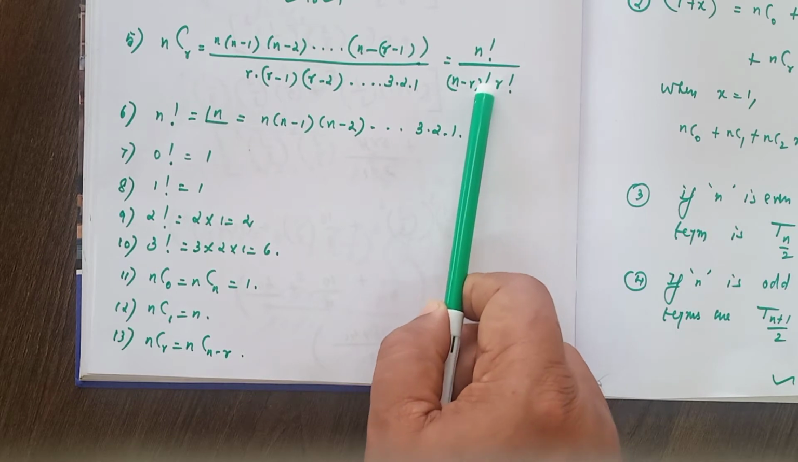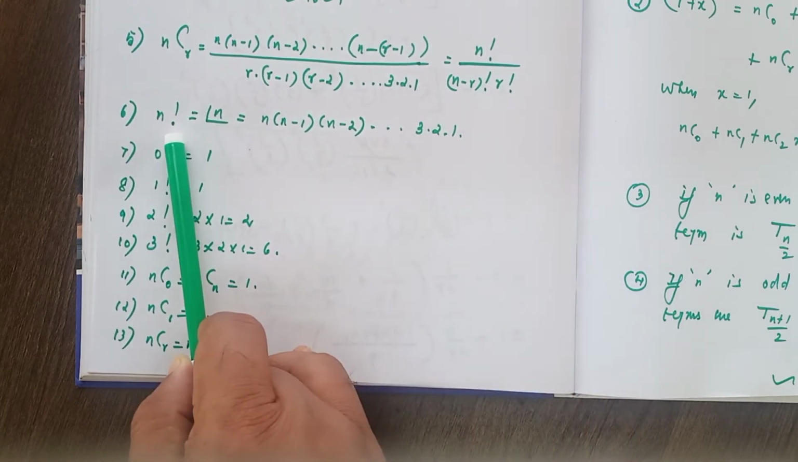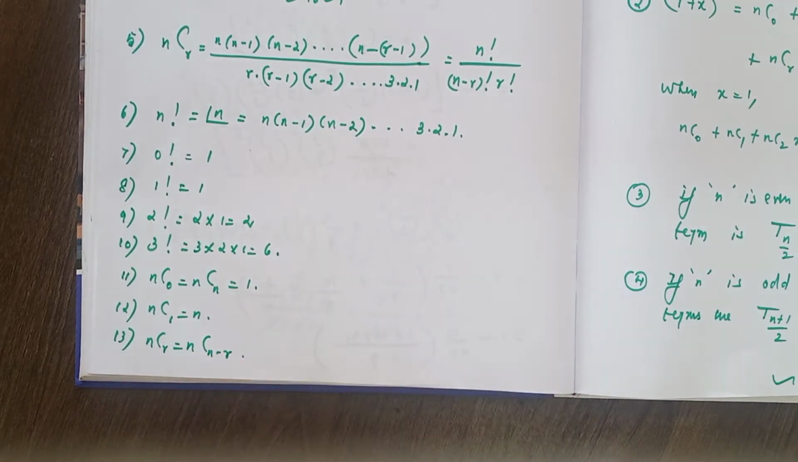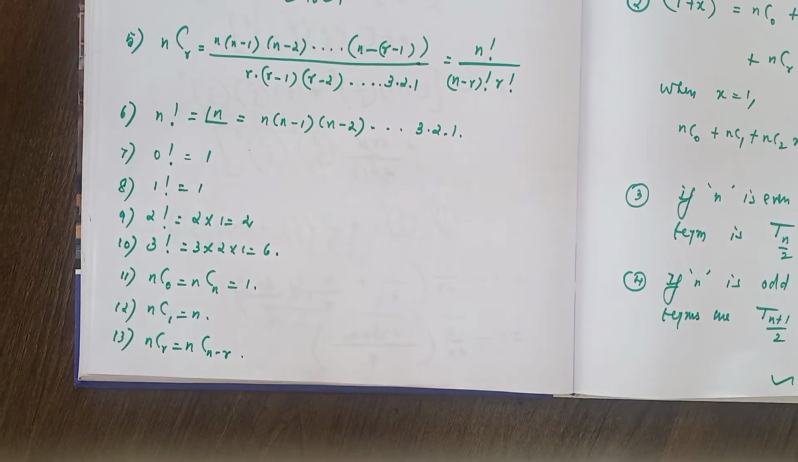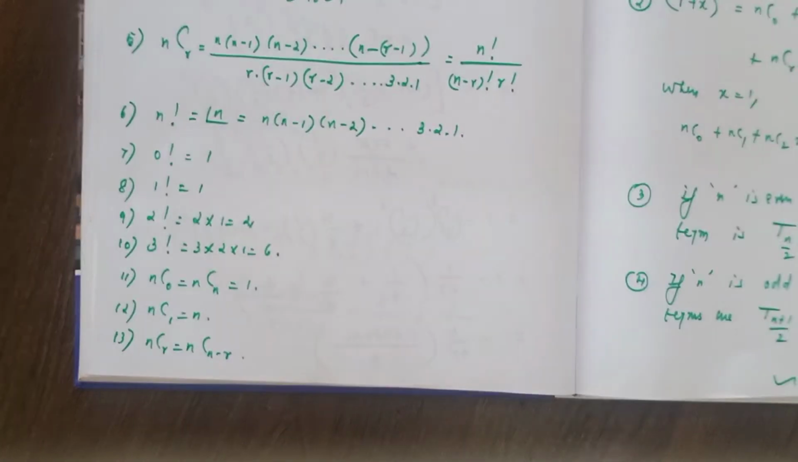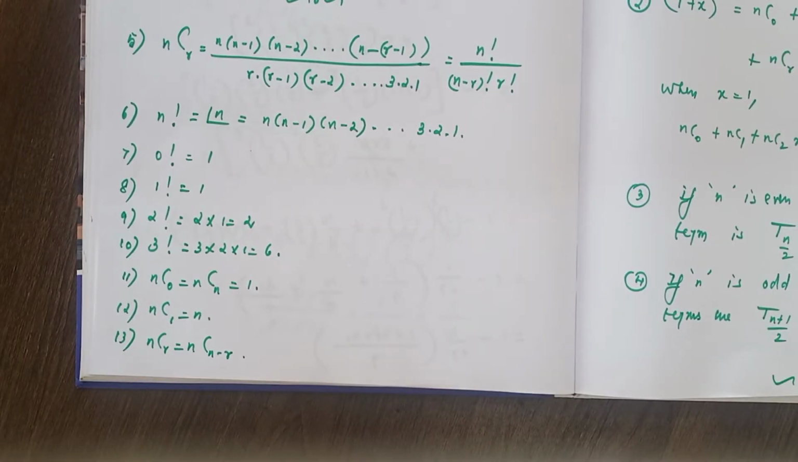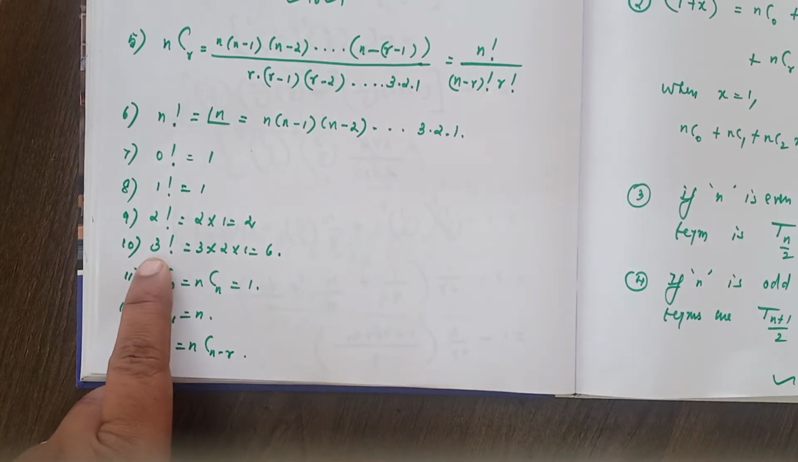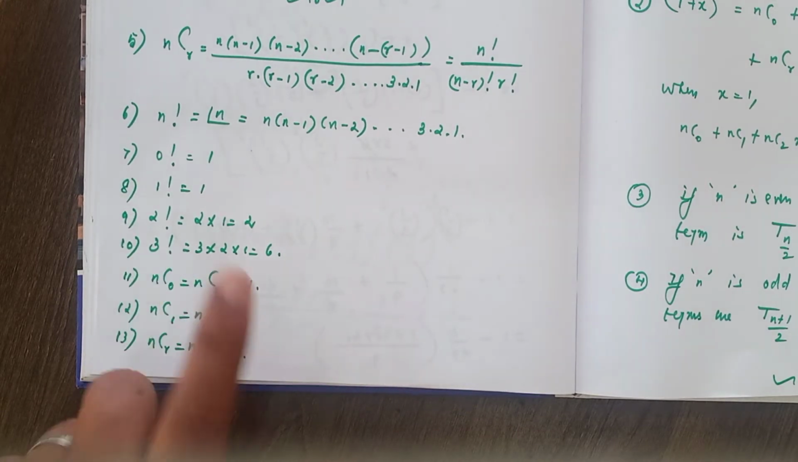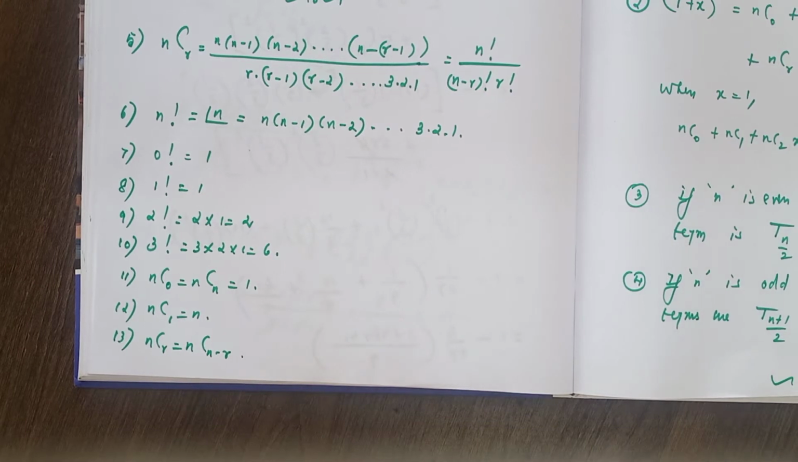What is it called? Factorial. Factorial means continuous product of first n natural numbers. 3 factorial means continuous product of first 3 natural numbers. nC0 and nCn value are the same, that is equal to 1. nC1 is equal to n. The nCr formula, very important one: nCr is equal to nC(n minus r).